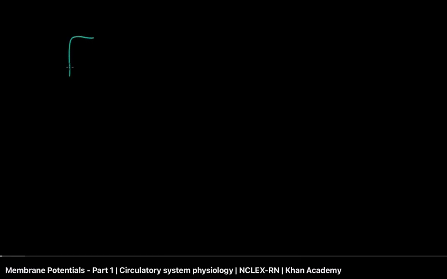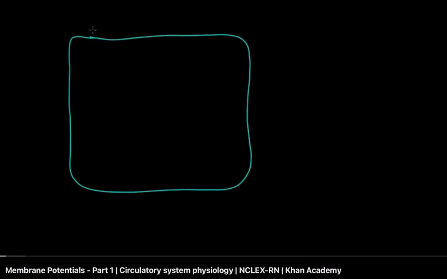I'm going to draw a little cell here for us. This cell is going to be a typical cell, and it's going to be full of potassium. We know that cells love to hold on to potassium. So let's draw lots of potassium in here. And the concentration of potassium, let's say, is something like 150 millimoles per liter. So that's a lot of potassium, right?